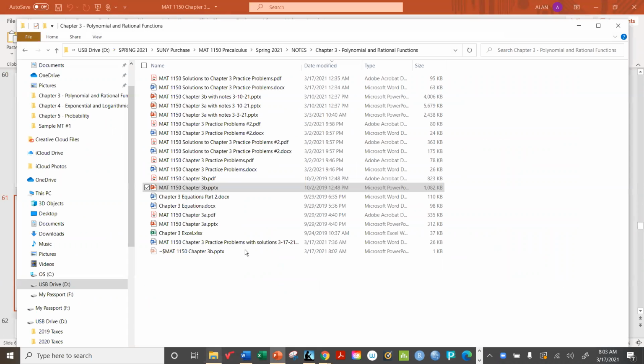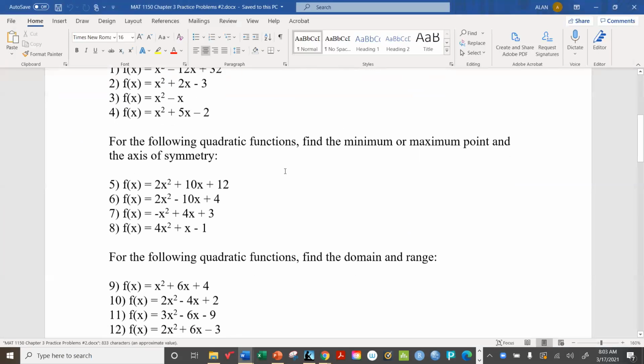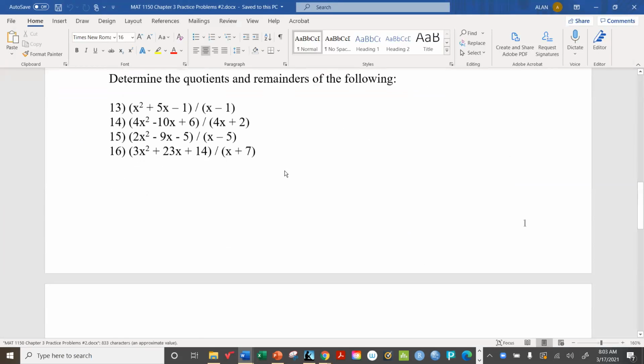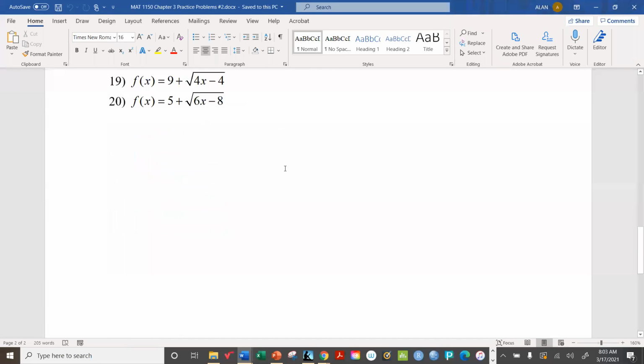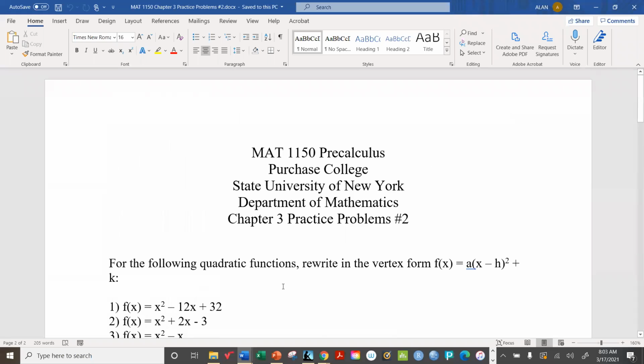And then there's a second chapter 3 practice problem set, which we can then do. This one we're not 100% ready for, well, maybe we are, but we'll finish up chapter 3b first before we get to this one. And then we can start chapter 4, which we haven't looked at yet. That would be our discussion about logarithmic and exponential functions.